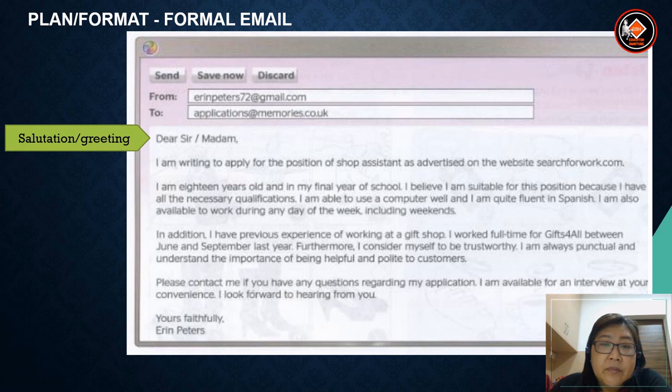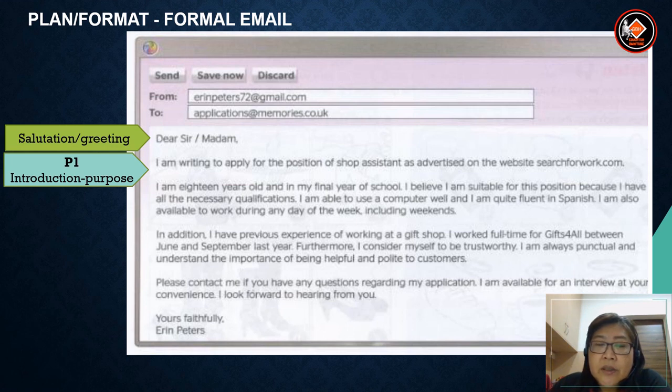Example here, from erinpeters72@gmail.com and to application@memories.co.uk. You can even write another blank, which is the subject of the email. So here, let's start. You have salutation, greeting, Dear Sir or Madam. Then you have the introduction, which is the purpose. I'm writing to apply for the position of shop assistant as advertised on the website searchforwork.com.